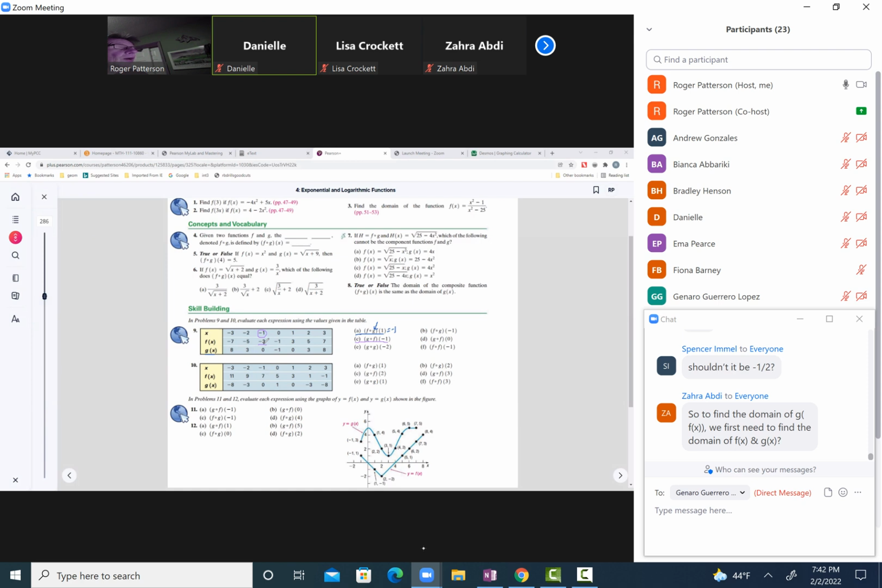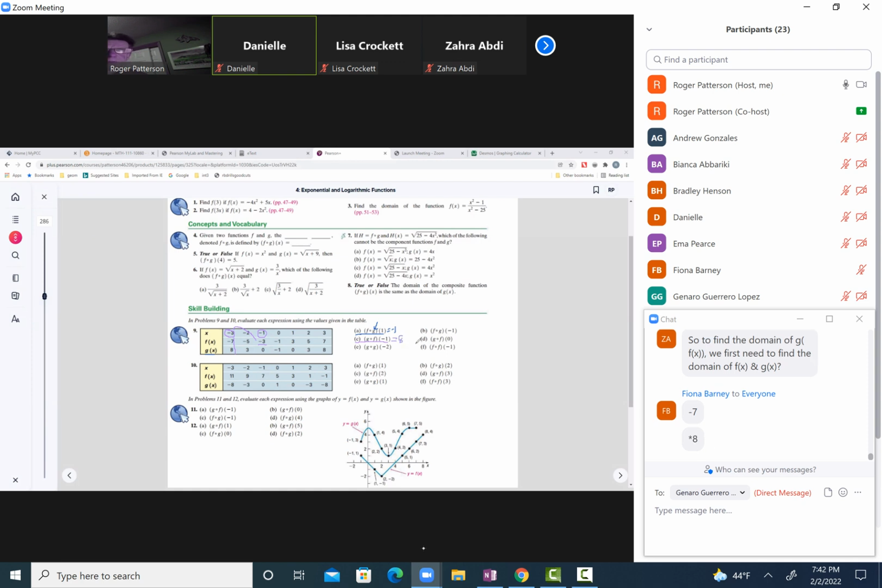That output now becomes my input. So it goes there. Here's -3. And now I go down to the g function, which is 8. So my final answer here is 8.